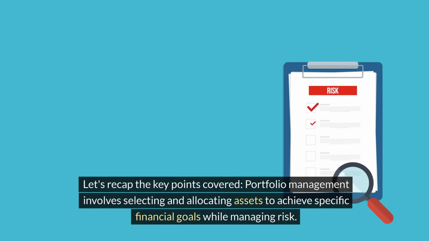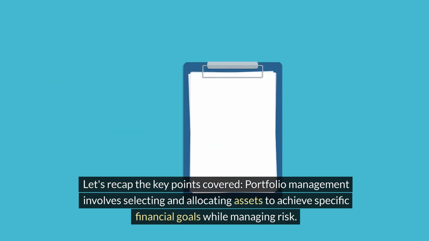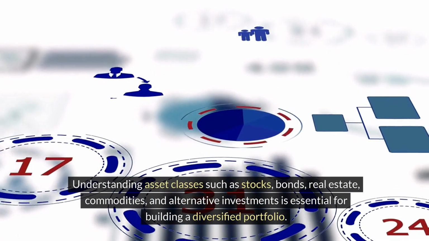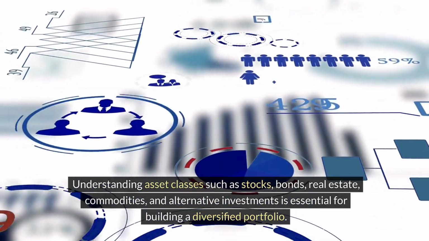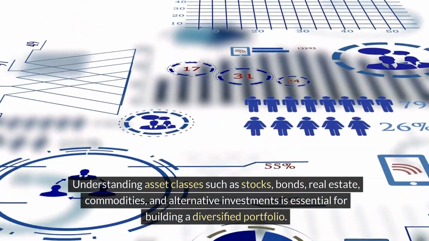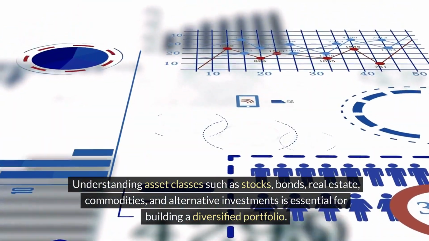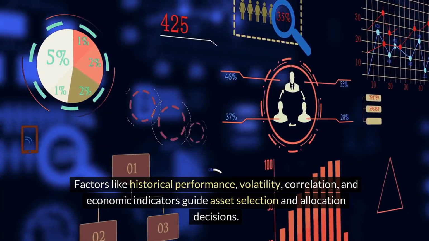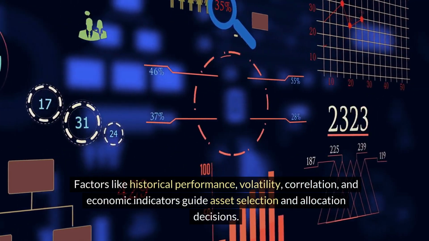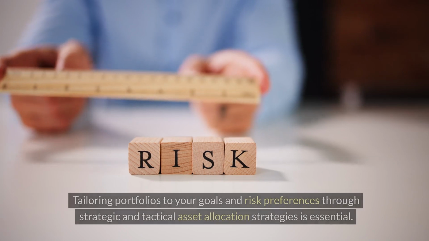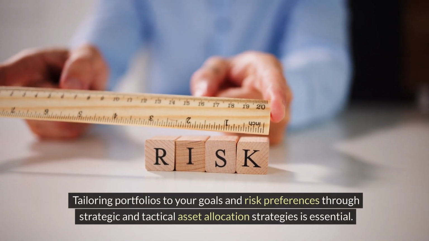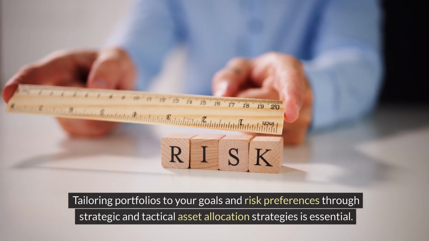Portfolio management involves selecting and allocating assets to achieve specific financial goals while managing risk. Understanding asset classes such as stocks, bonds, real estate, commodities, and alternative investments is essential for building a diversified portfolio. Factors like historical performance, volatility, correlation, and economic indicators guide asset selection and allocation decisions. Tailoring portfolios to your goals and risk preferences through strategic and tactical asset allocation strategies is essential.